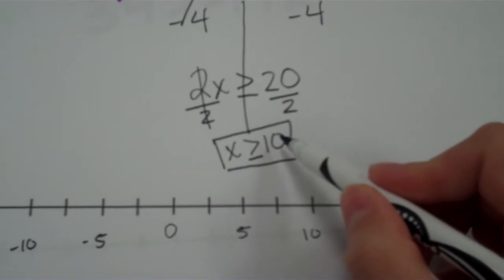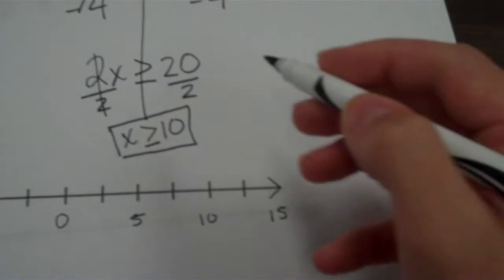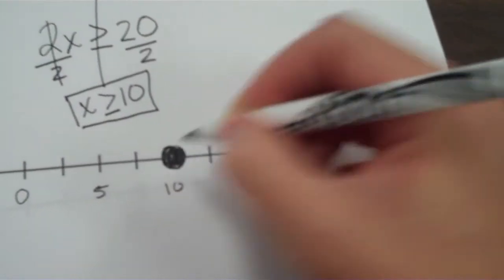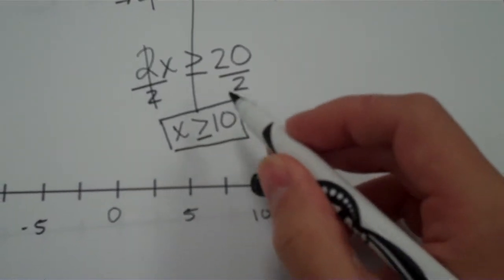Now, I know it's going to be at 10, so it's going to be here. But it's greater than or equal to. Remember the line's underneath it, so you need to draw a closed circle. Okay? Closed circle there. And X is greater than 10.